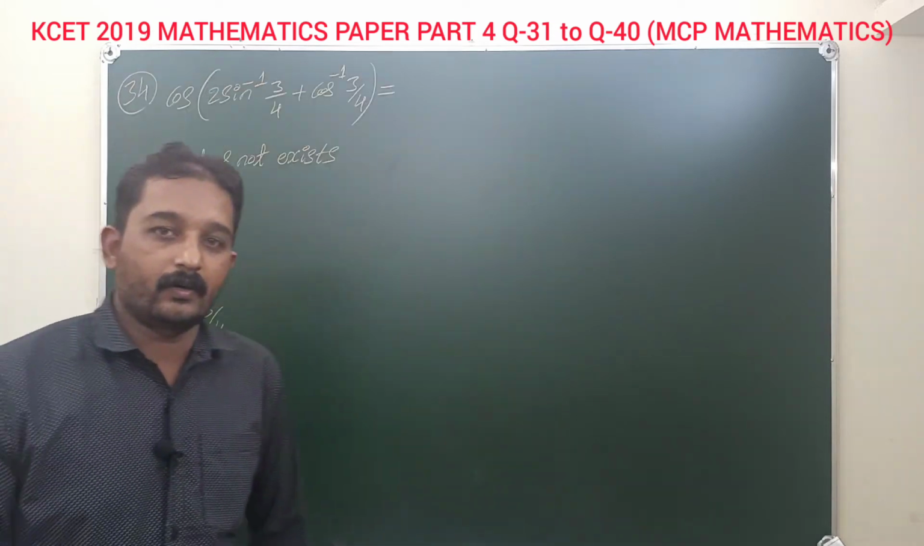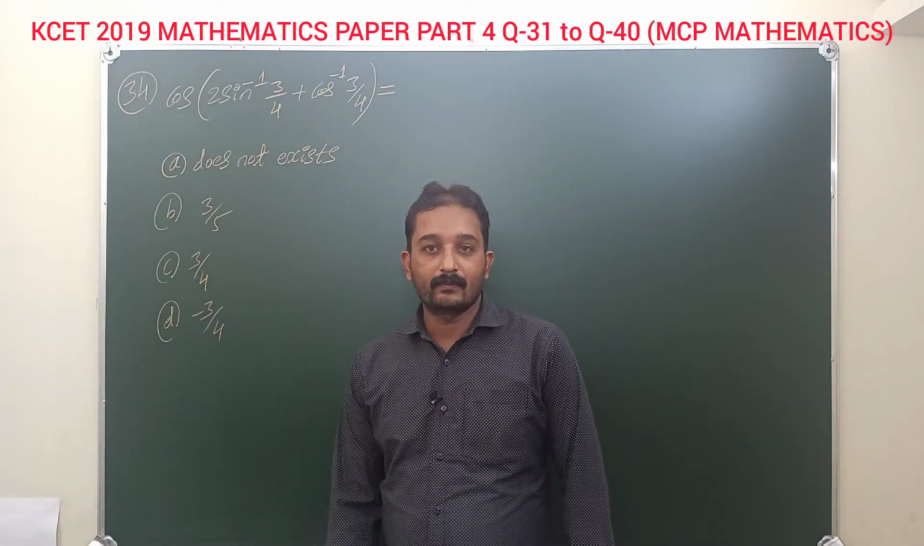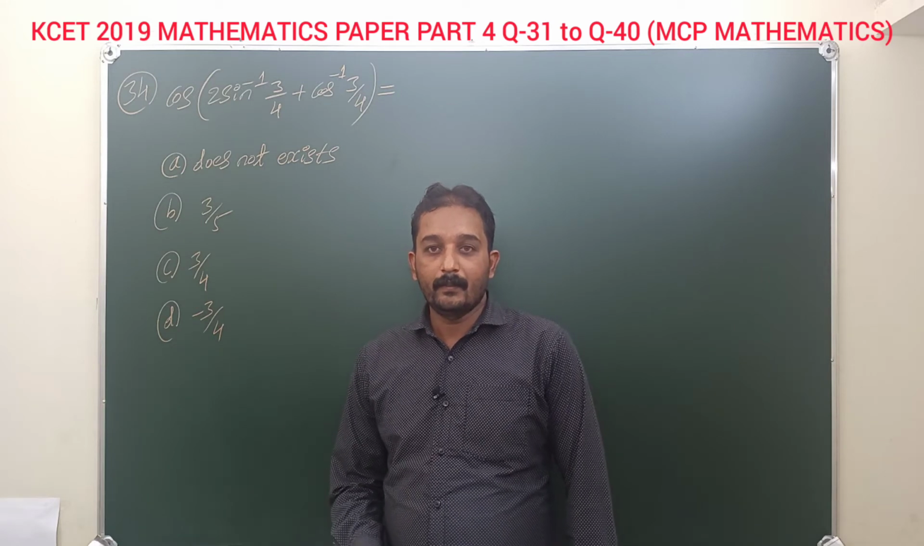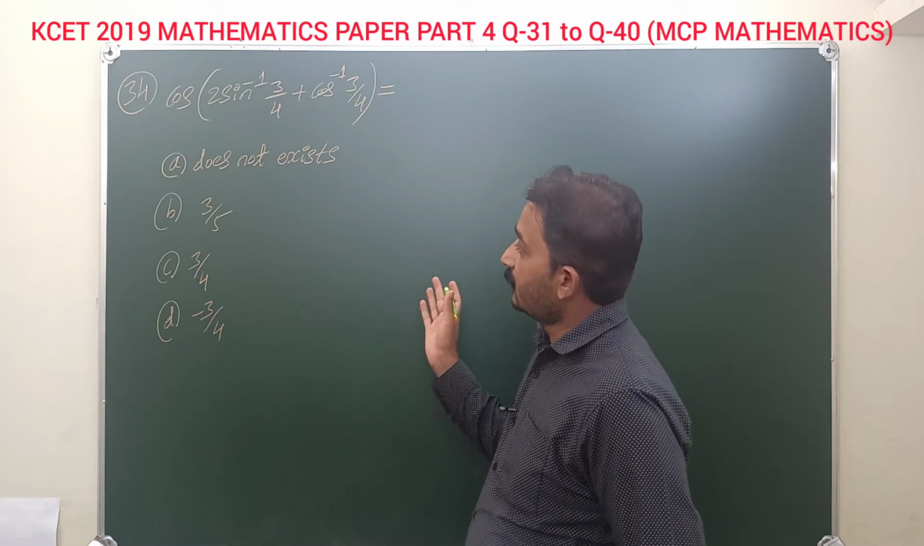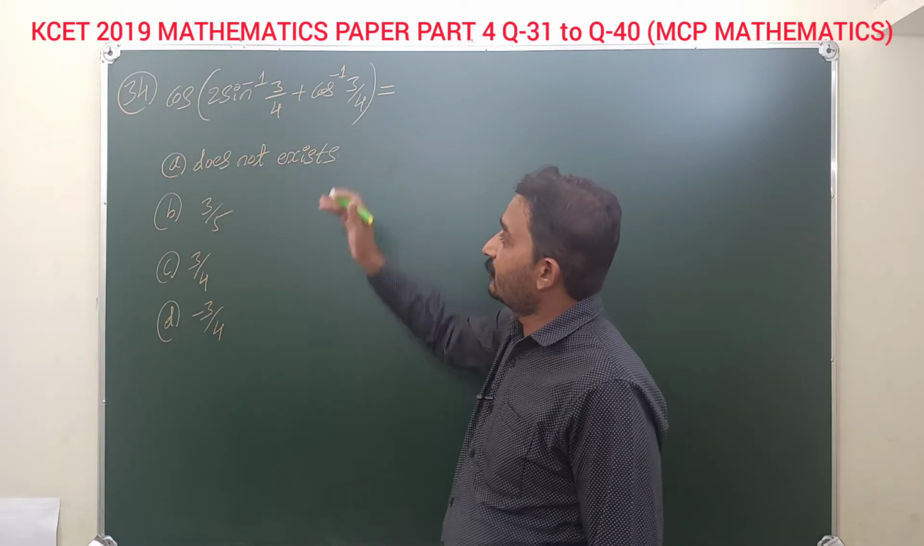Take down. Now let us move on to question number 34. This question is based on the chapter inverse trigonometry. Particularly it is a mixture of both inverse trigonometry and trigonometry. Here cos is there, so find the value of this.